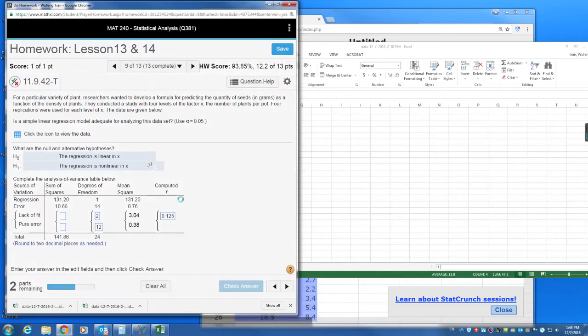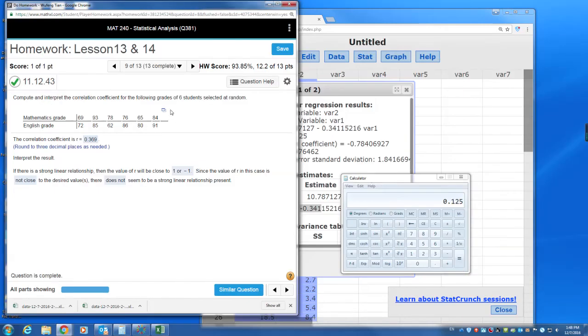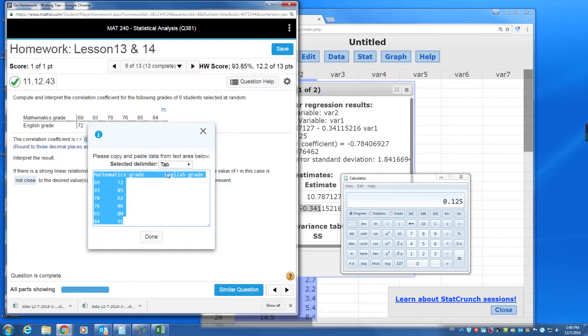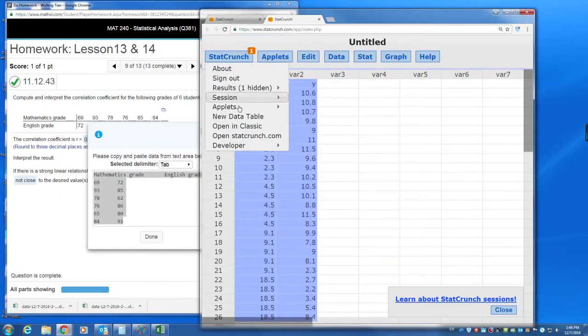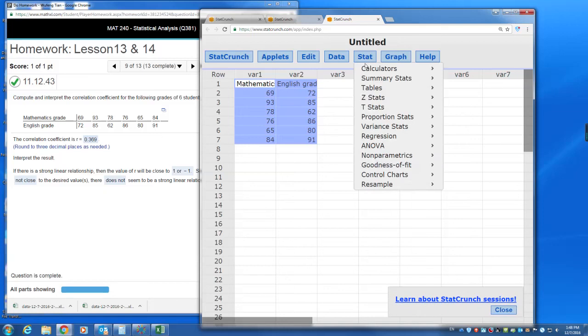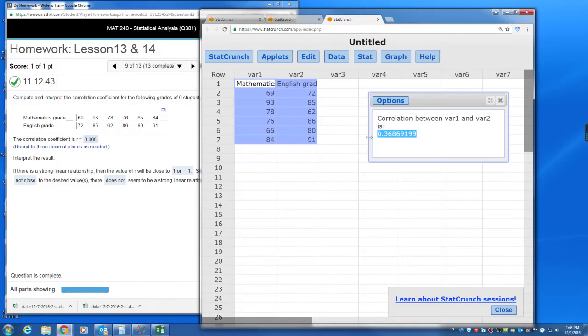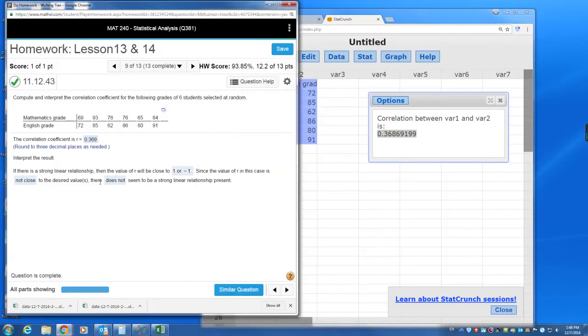So it's the same idea as the previous one. You can do that by yourself. And next one is the R, the regression, the correlation. You check this one, copy it, and paste it, and you paste into here, and Stat, Summary, Correlation, and choose both, and you get this number. Since this is not close to 1 or negative 1, they don't have a strong linear relationship.